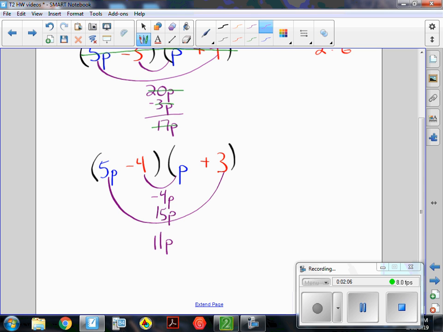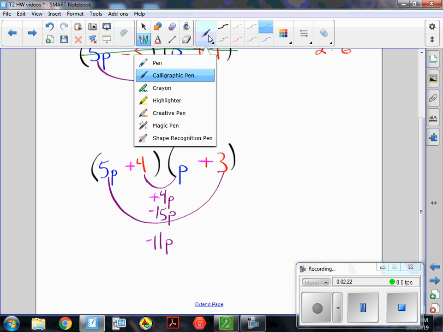I need this to be a positive 4 and a negative 15 because that will result in a negative 11 difference. So positive 4 means the plus sign in the first parentheses, and a negative 15 is going to have a negative sign in the second parentheses.